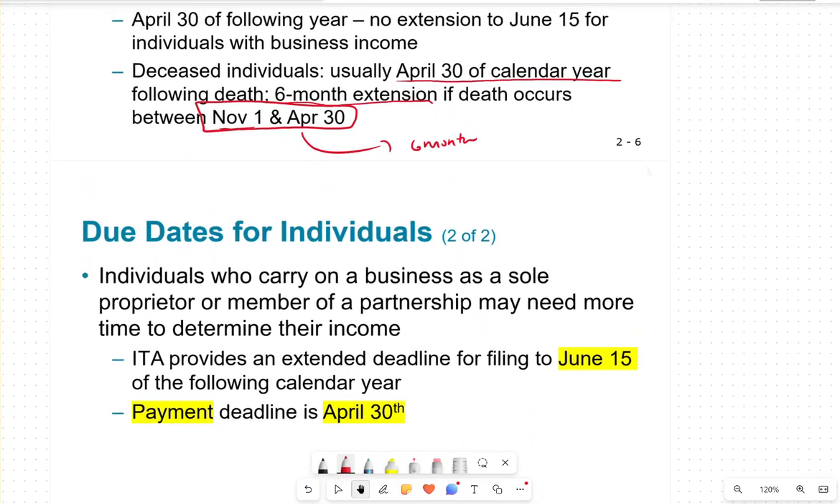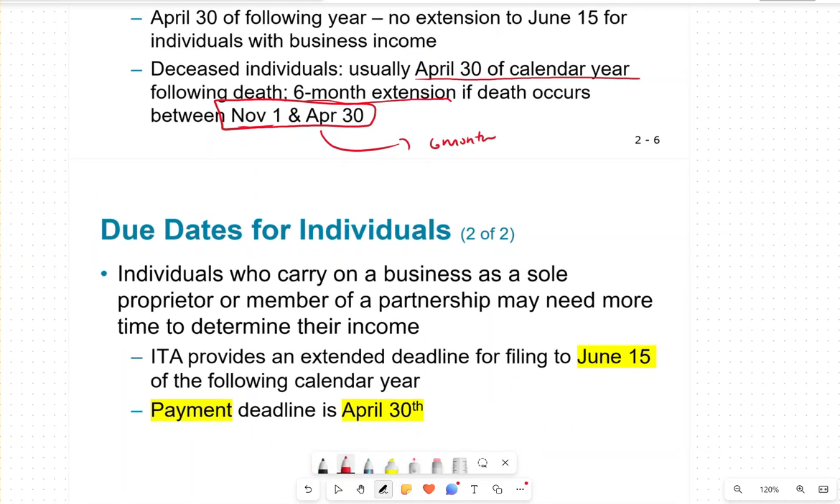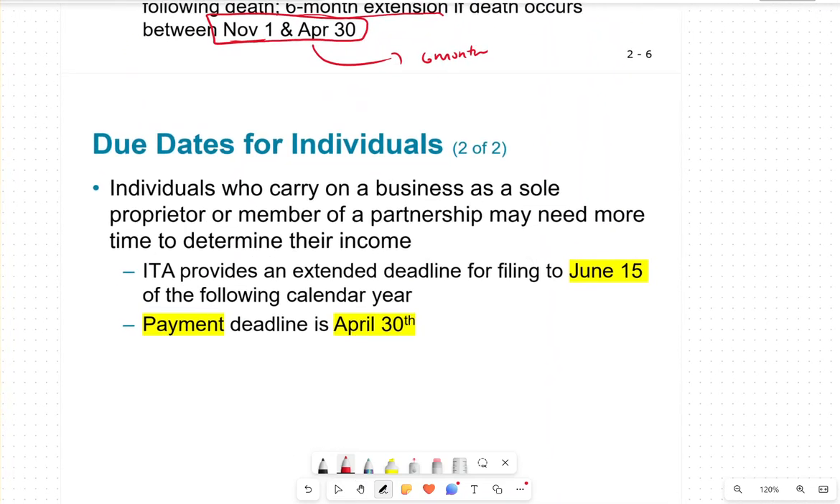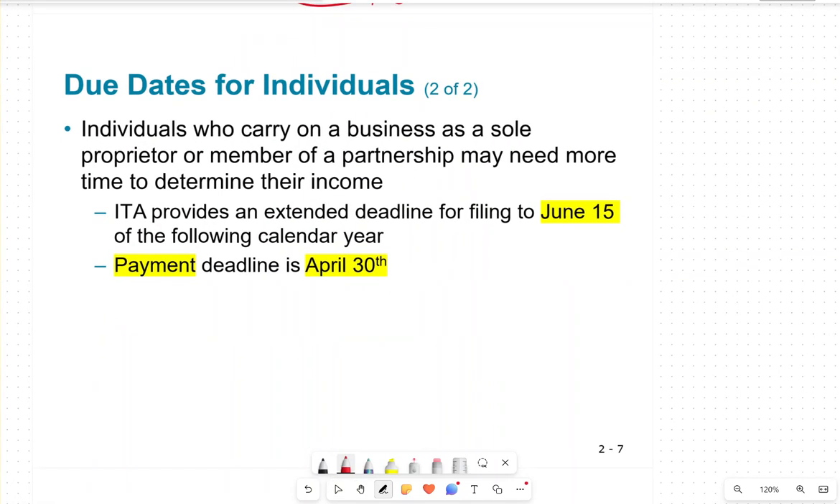So what they do is they can file any time after the 6 months. Sometimes they owe money, sometimes they don't owe money. Regardless, they have to file their return. It will be somebody who is responsible for their estate. Now, the due date for individuals: under the ITA, the Income Tax Act provides extended deadlines for filing to June 15th the following calendar year. The payments are due April 30th.